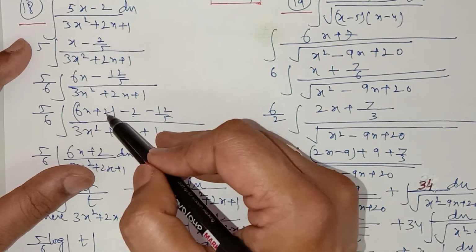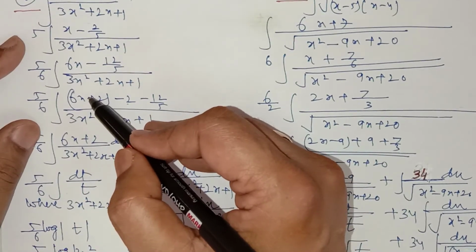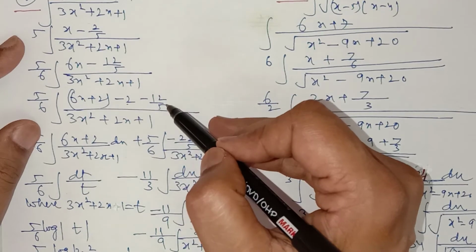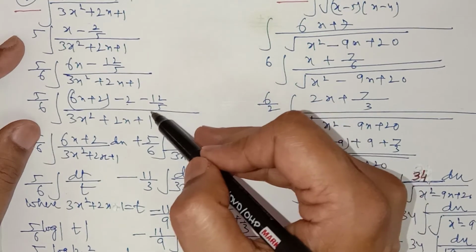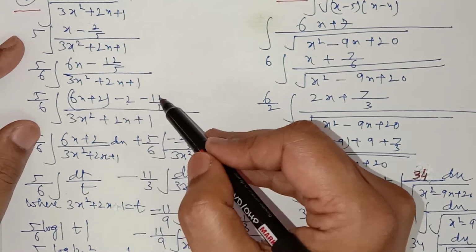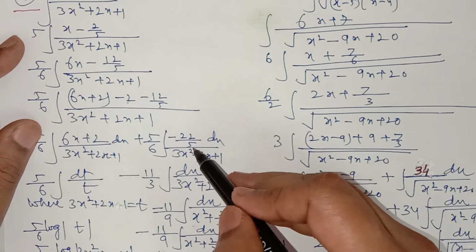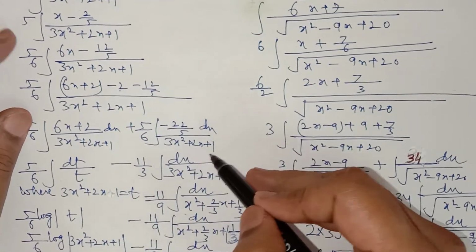So 6x plus 2 minus 2, break into 2 integrations, containing the derivative of the denominator in the first, and minus 2 minus 12 upon 5. Minus 2 minus 2 upon 5, that is minus 10 minus 12. So it will be minus 22 upon 5, upon 3x square plus 2x plus 1.